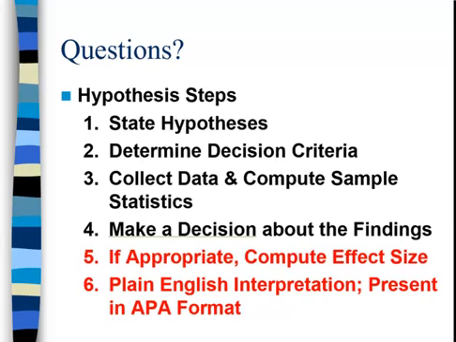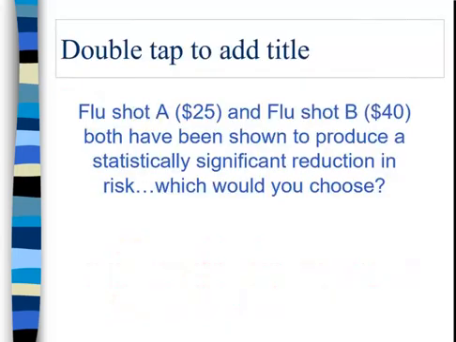If appropriate, compute effect size, and then state our results in APA format. Okay, here's a scenario. Flu shot A costs $25. Flu shot B costs $40. And both have been shown to produce a statistically significant reduction in risk. Which one of these would you choose?